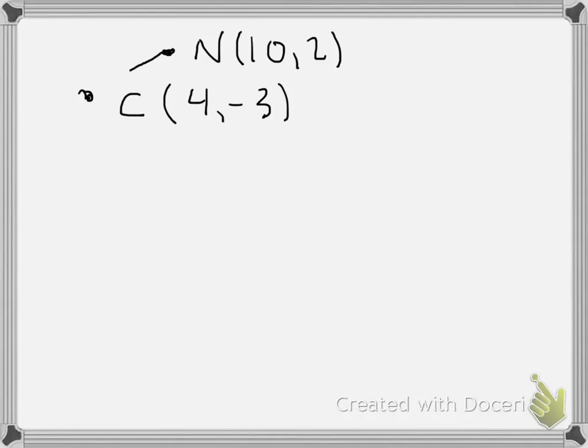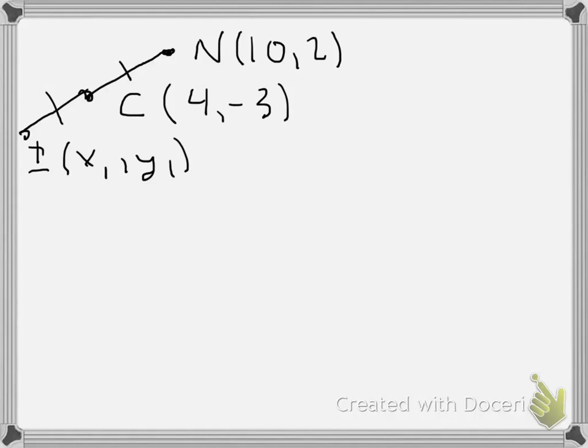So the picture is going to look something like this. I'm going to do a quick sketch here of the picture, but there's an endpoint that is N, which is 10, 2. And then you're going to have some midpoint C, which is 4, -3. And when you connect them, you're going to have to find I. Let's call that x1, y1.